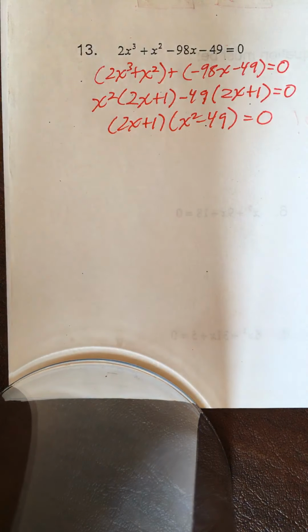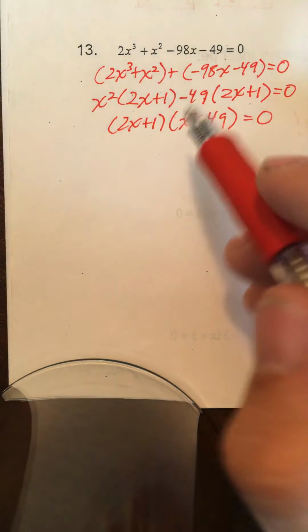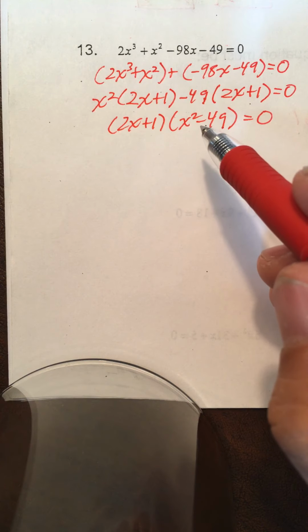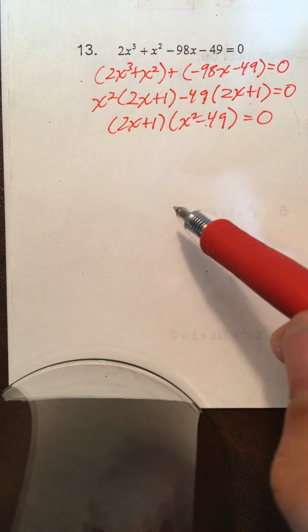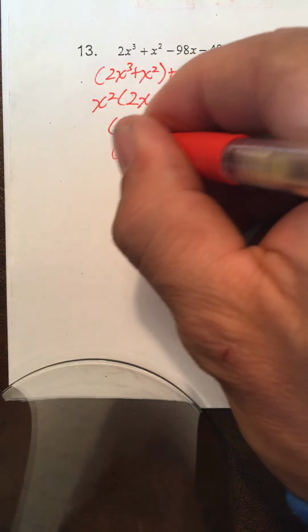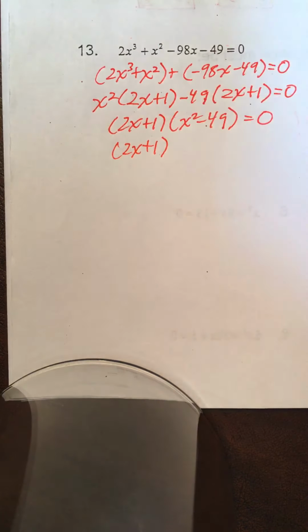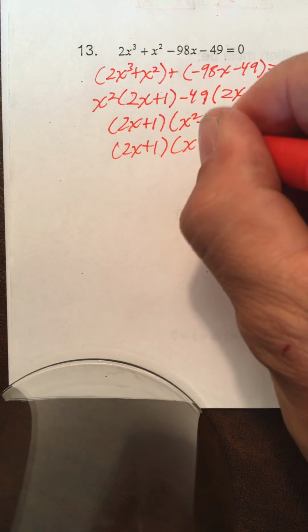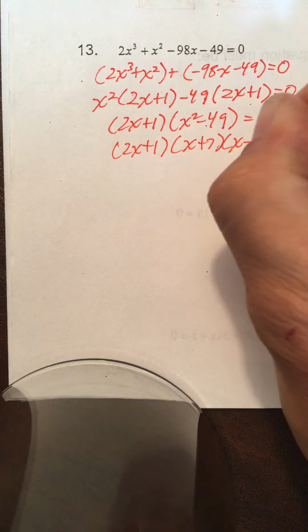All right, so how do you know when you're done? How do you know when you can set those factors equal to 0? Well, we got to check and make sure, are these factors completely factored? This guy is 2x plus 1. There's not a whole lot we can do there. But this guy is a difference of two perfect squares, so we can factor that further.